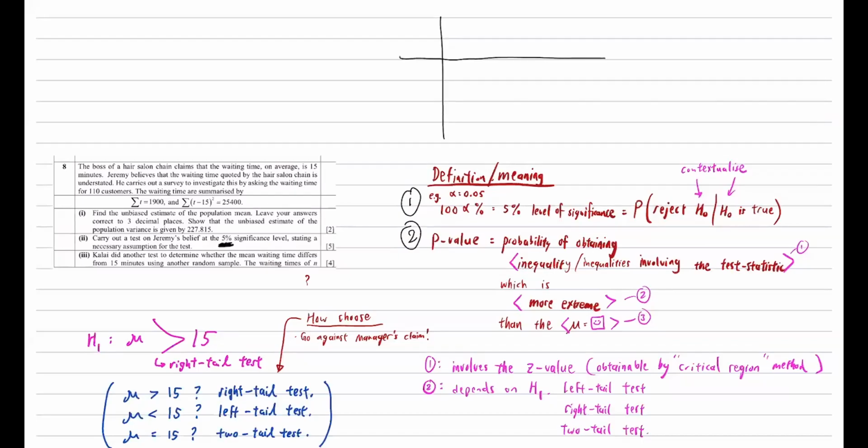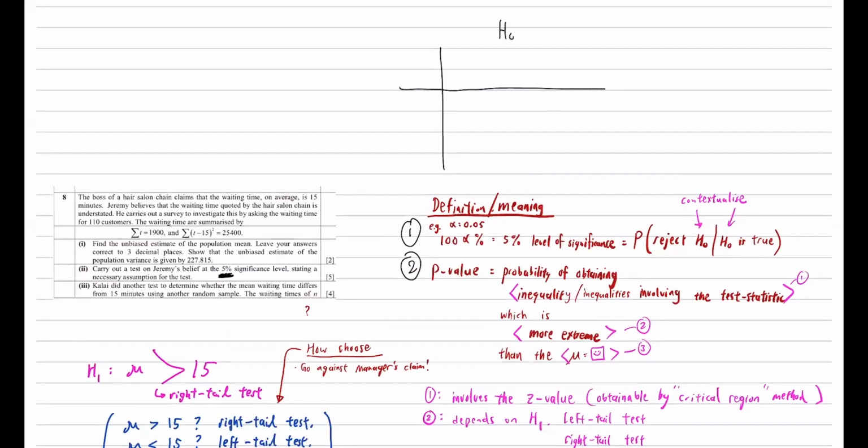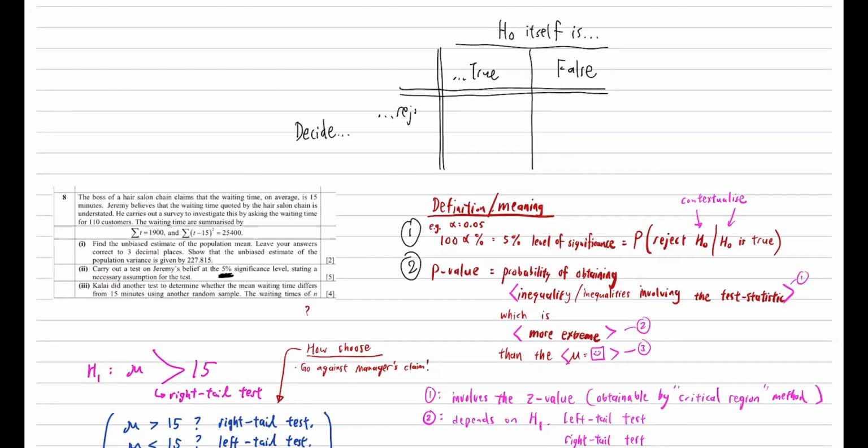Basically there are these possibilities. H naught itself is two cases: it could be true, or it could be false. The absolute truth of H naught could be true or false. However, when we do hypothesis testing, we don't know. So we have to make a decision. We have to decide to either reject H naught or accept H naught.